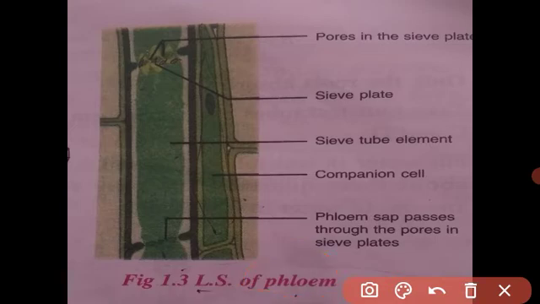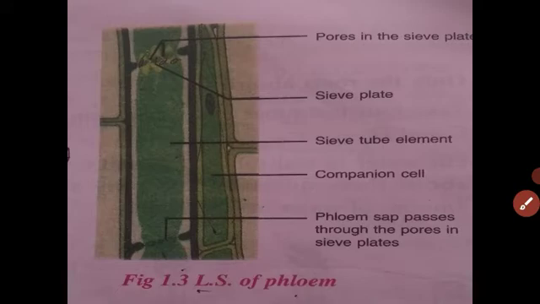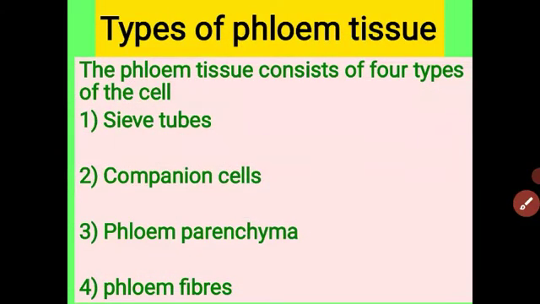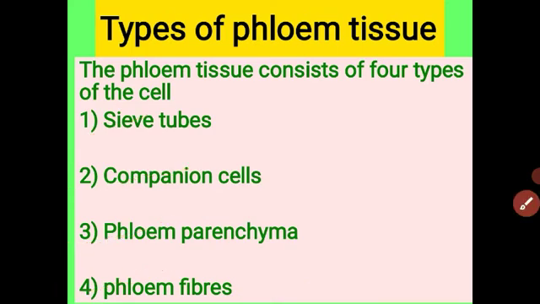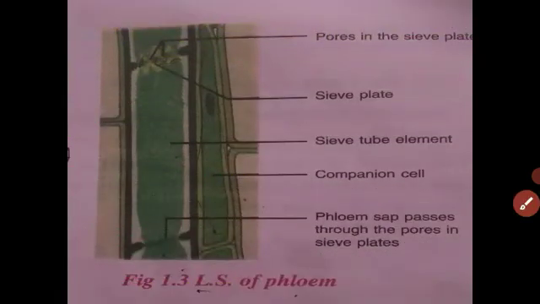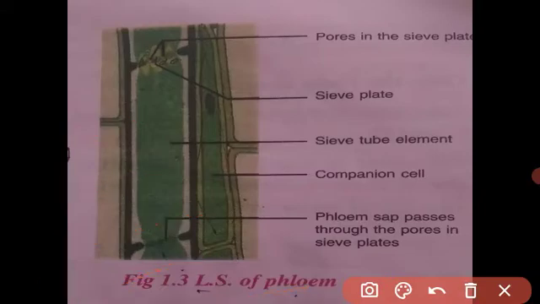Got it? What is the phloem? The phloem tissue also consists of four types of cells: sieve tube, companion cells, phloem parenchyma and phloem fibers. I will show the diagram and one by one I will explain where each is located. See, this is the lateral section of the phloem tissue. See, student.